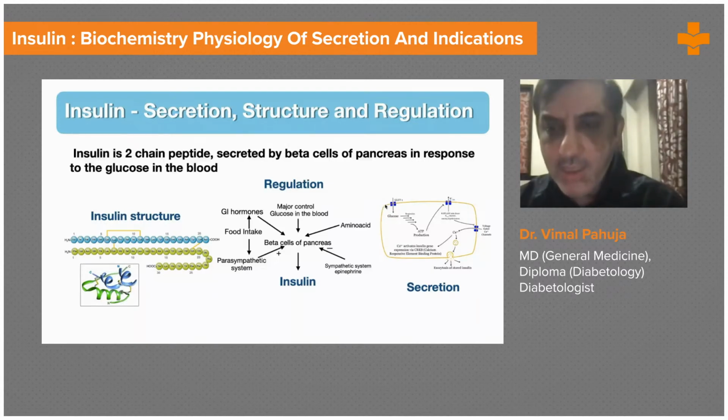So glucose is a sensor. If the glucose sensing is stopped in the cell, the pancreatic cells or beta cells cannot release insulin. That is very, very important to understand. So glucose has to be sensed by a pancreatic cell.